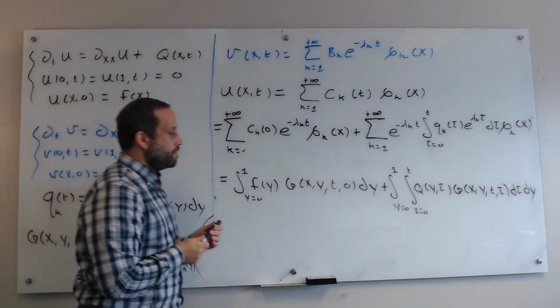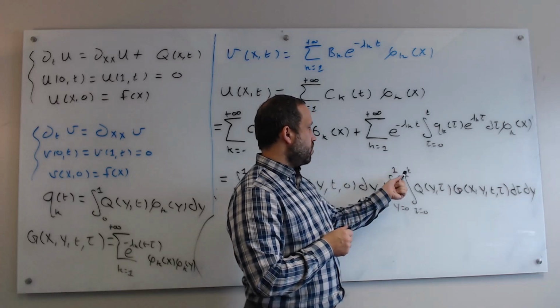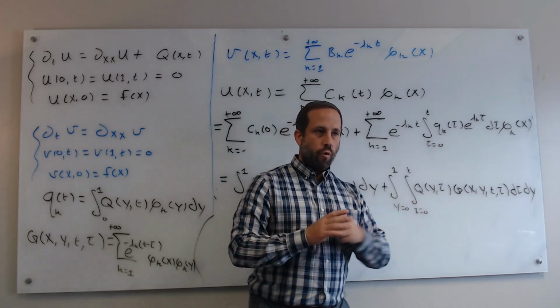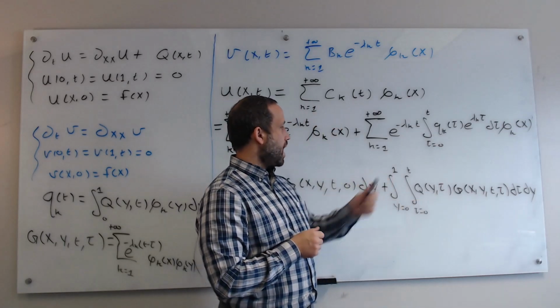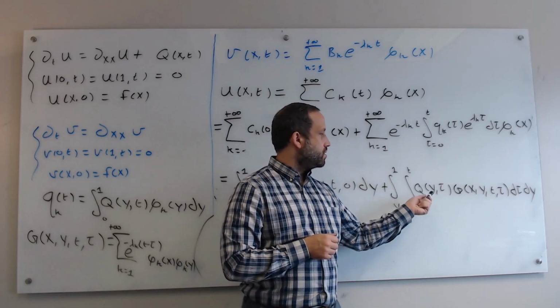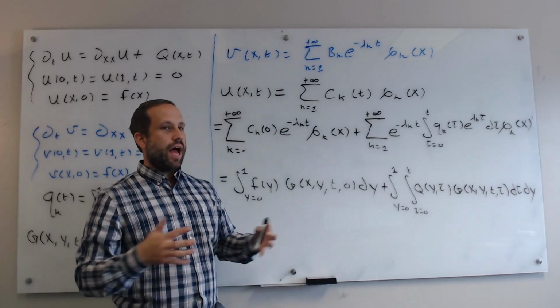Notice also that if we want to know what's happening at time t, it only depends on q before time t. So if I want to know what's happening at time t, it only depends on what q has done before time t, which makes sense. This is sort of a causality principle.